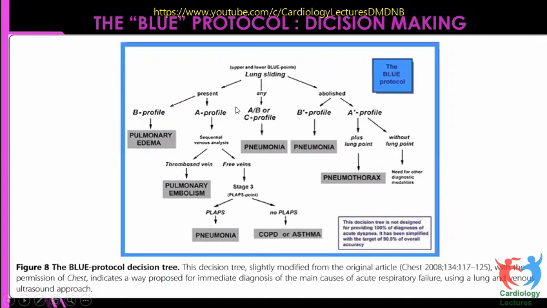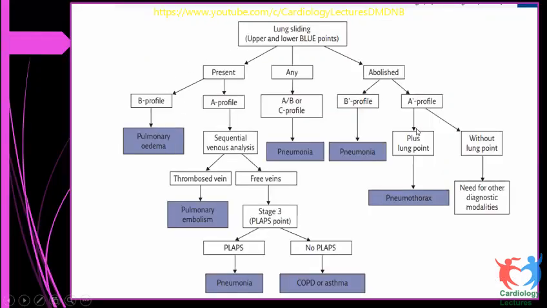If there is either an A or B profile or a C profile, it is usually pneumonia. If there is abolished lung sliding and multiple lung rockets, then it is a B-prime profile, a sign of pneumonia. If there is an A-prime profile, meaning abolished lung sliding, and you have a lung point as well as a lung pulse, then it is a pneumothorax. If it is an A-prime profile without a lung point, then you should go for other diagnostic modalities like HRCT. Same explained in a little easier manner.